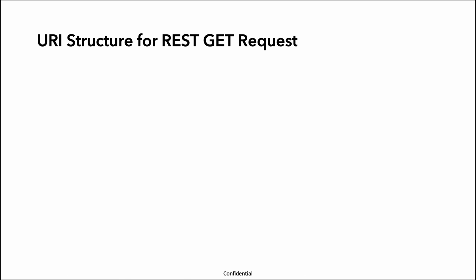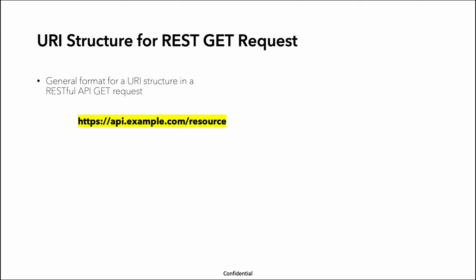So let's look at the general format for a URI structure in a RESTful API GET request. The general format is this. In this structure, HTTP specifies the protocol, whereas api.example.com is the domain or host name of the API. And the URI specific to the resource is the path that indicates the type of resource being requested. So these are the three important contents of the URI structure.